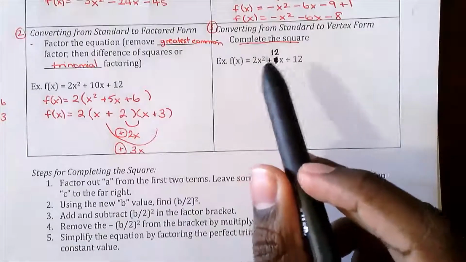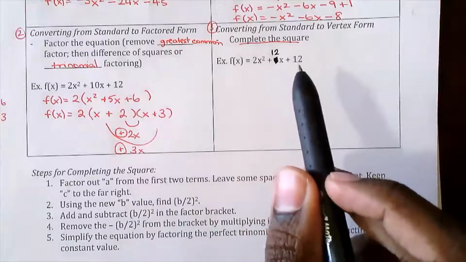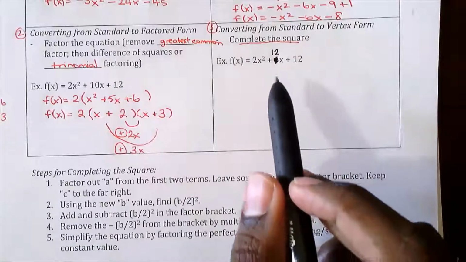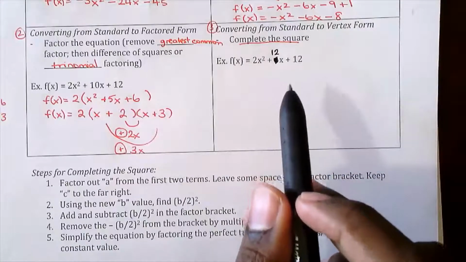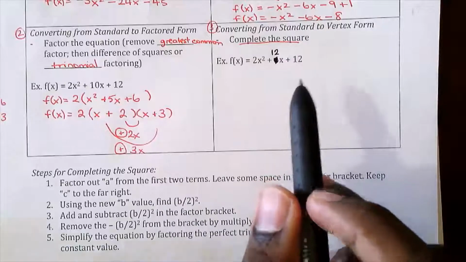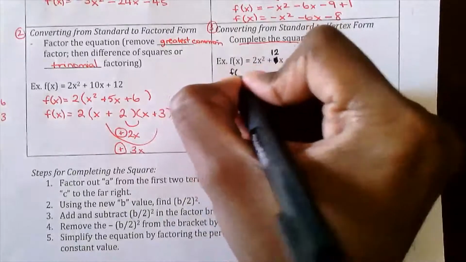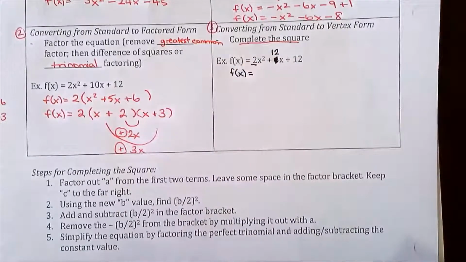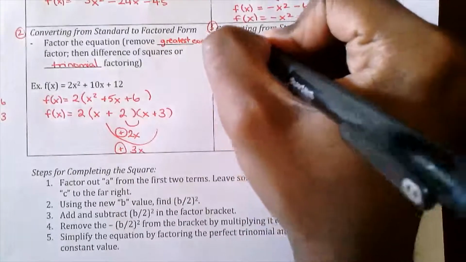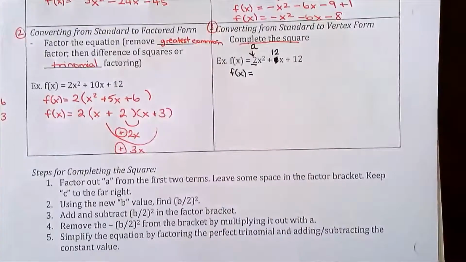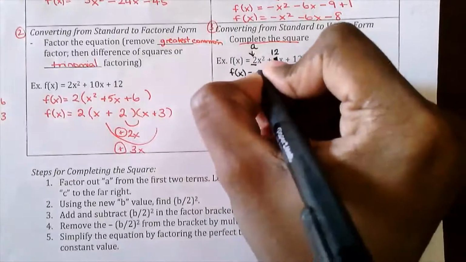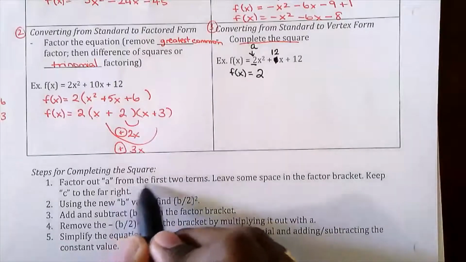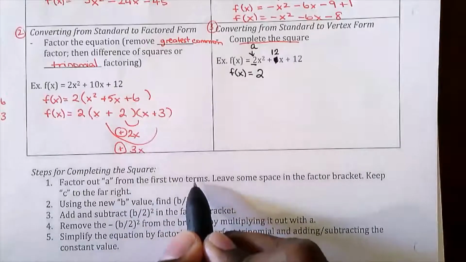I would take a look at 2, 12, and 12, and I would say the common factor is 2, so I'm going to pull it out. When you're completing the square, it's not, again, I repeat, it's not the same as common factoring. Essentially, what you're always going to do is factor out the a value, or the value in front of the x squared. So in this case, we're going to factor out the 2. But you don't factor out the 2 from everything, only from the first 2 terms.